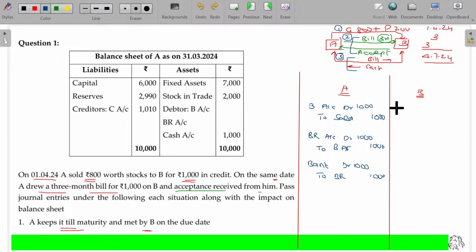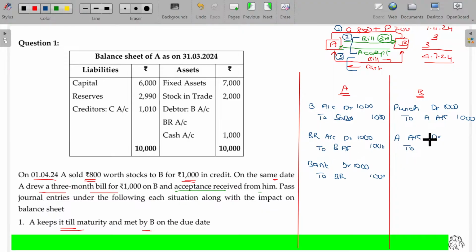Just repeat. For him, it is purchases. Am I right? Purchase account debit, payment to be made to A being the creditor here. The value being 1000. The second one being A account debit to, for A it is BR, bills receivable.